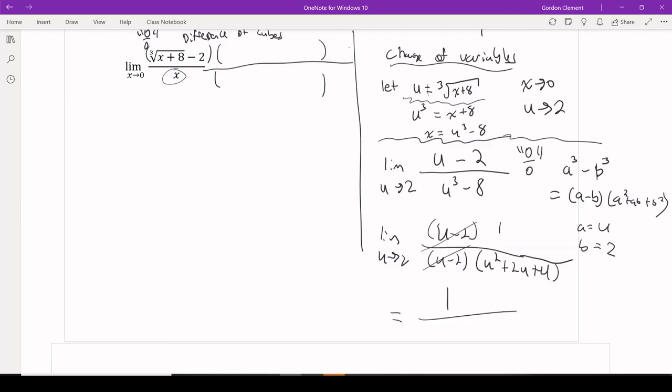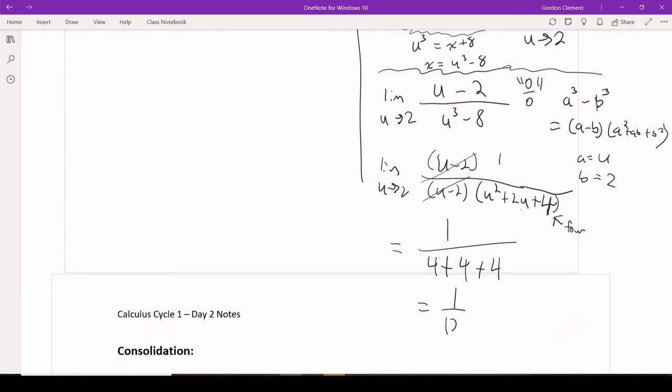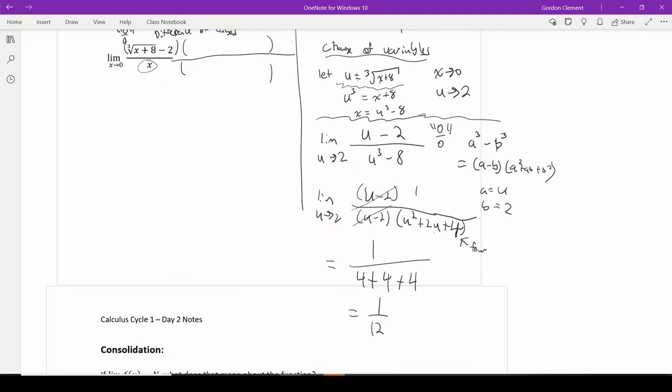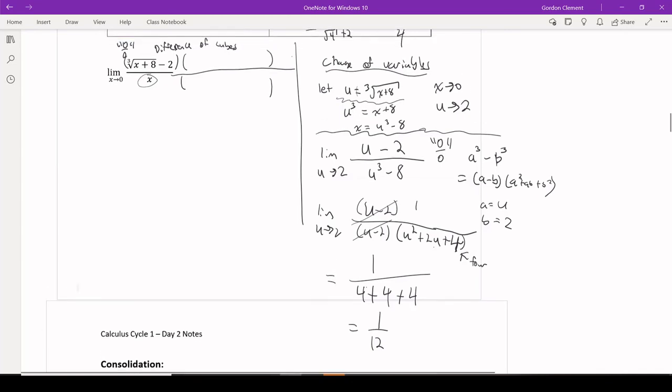And then I can just simply plug in 2. I got sidetracked looking at what I'm going to do next. I get 4 plus 4 plus, this is a 4, not a u. Which is 1 over 12. And there's my final answer. Any questions about that?